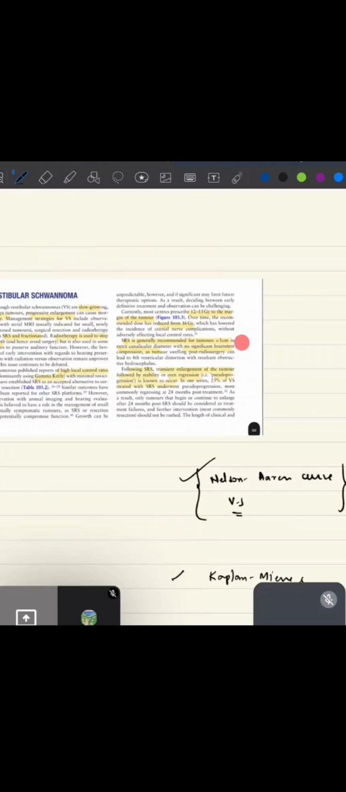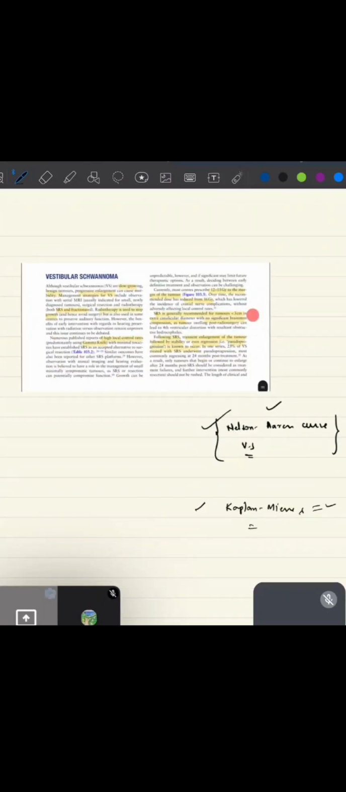This has already been asked. They have asked it twice till now. Nelson-Arrhenius till now they haven't asked. So potentially if it gets repeated, you'll get Kaplan-Meier. If it does not get repeated, and a new question is there, then Nelson-Arrhenius. Please remember it. In the same chapter of vestibular schwannoma, you'll get this one.